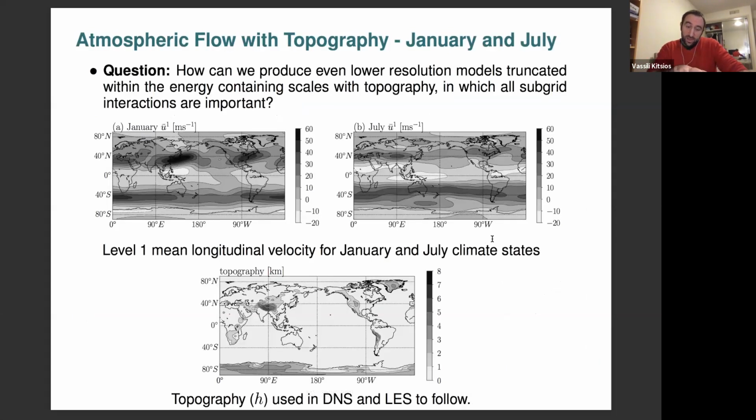So that was the first part of the talk. The second part is how do we now do the tougher problem when we have topography and also when we're truncating at even lower resolutions in which all of the classes of subgrid interactions are important: the eddy mean field, the eddy topographic, the mean field Jacobian. So what changes? What we're going to do now is use the same atmospheric model, but we're also going to apply it to two different seasons. The previous set of experiments was applied to an eternal January, if you like. Here we're applying it to a January and also a July basic state. And this is the realistic topography that we're going to be using.